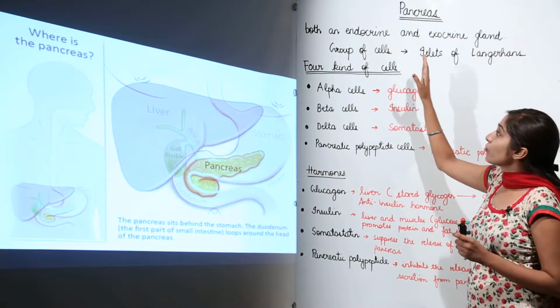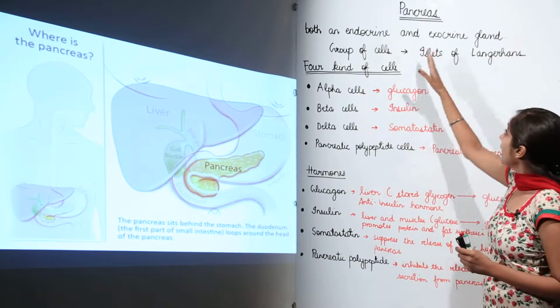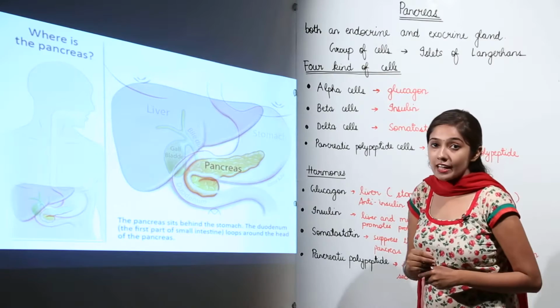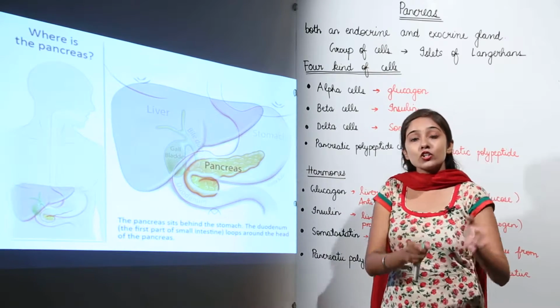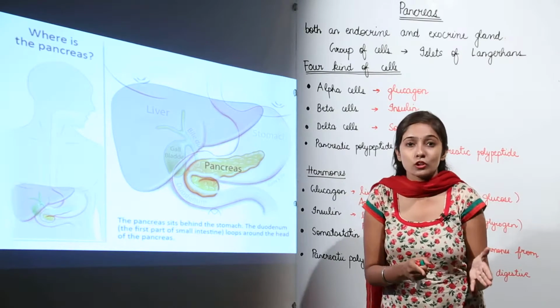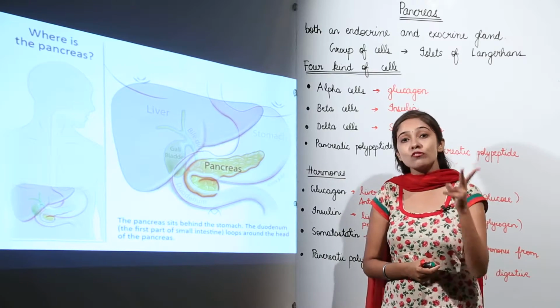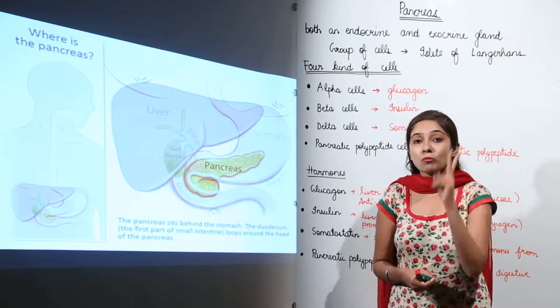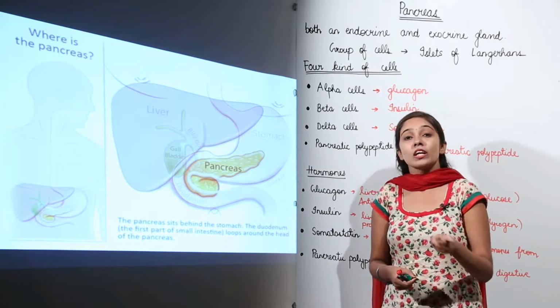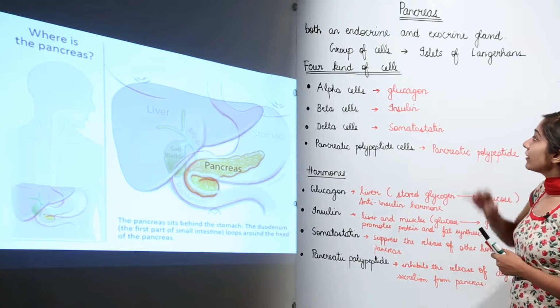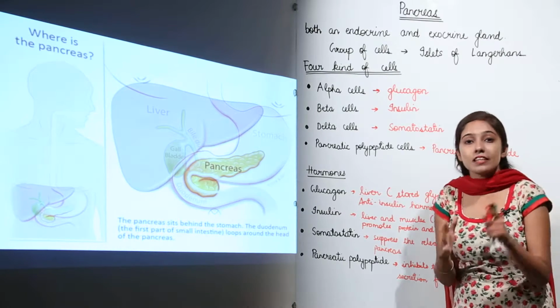The pancreas is both an endocrine gland and an exocrine gland. So it comes under the category of heterocrine glands, because besides the secretion of hormones, it has other functions also. That is why we call the pancreas a heterocrine gland, because it performs dual functions. It secretes hormones, plus it has some other roles also. In the pancreas, we have the acinar cells.